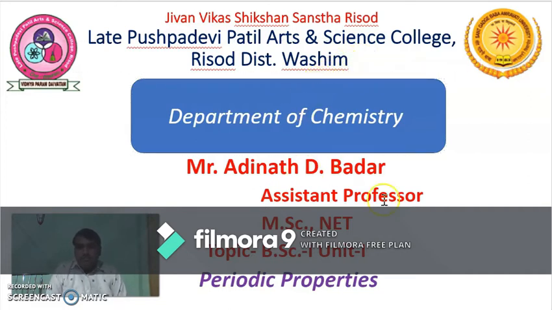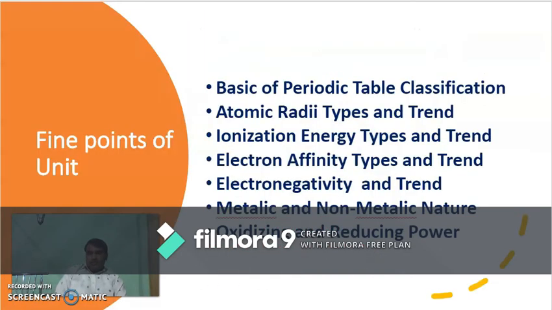Today in this video we are going to discuss a topic for B.Sc first year, that is periodic properties. So firstly we see the basic points or contents of this unit. The first point is the basics of the periodic table and classification of elements. Next, the second point is atomic radii, its types and trends, that is variations of atomic and ionic radii.